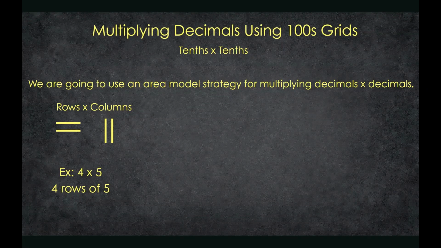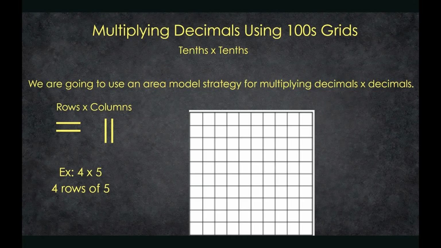So for example, if I wanted to multiply 4 times 5, I would have 4 rows of 5. 4 rows going left to right and 5 columns going up and down. Let me go ahead and show you what that looks like. These are our rows left to right, and up here are our columns. So I would like to get 4 rows. There's my 1, 2, 3, 4. And then at the top, I have 5 columns.